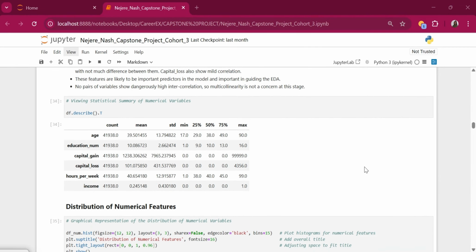I also used the describe method to view the statistical summary of the numerical variables, and we can also see that capital gain and capital loss have a serious skew issue there.